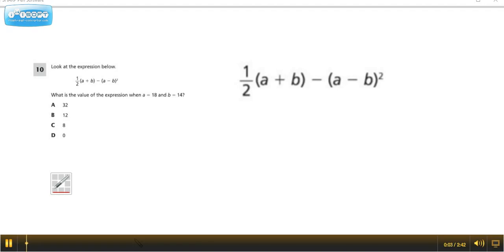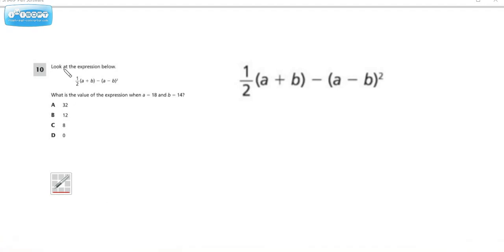We're taking a look at question number 10. It's a little tricky. It says, look at the expression below, and they give you this. What is the value of the expression when A is 18 and B is 14? So my recommendation is write the expression down on your piece of paper, and then we'll substitute in the values for 18 and 14 where appropriate.